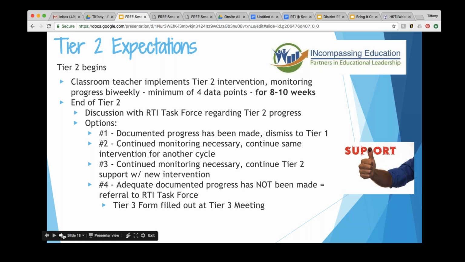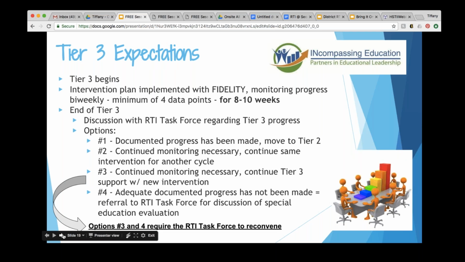Option number 4 would be that you need to get that RTI school task force together because there really wasn't any progress that was made. My data is showing that maybe the student did even worse during that Tier 2 cycle. So you'll meet with the school task force, brainstorm what that Tier 3 intervention will look like, fill out the RTI form there at the Tier 3 meeting, and then you'll work to implement that Tier 3 expectation. Tier 3 is going to begin.